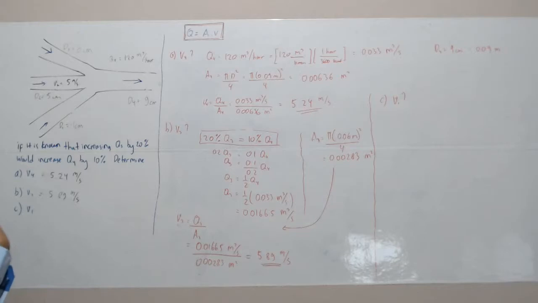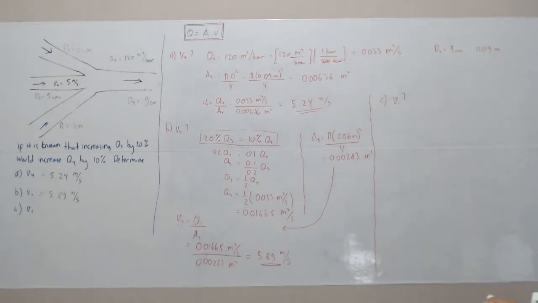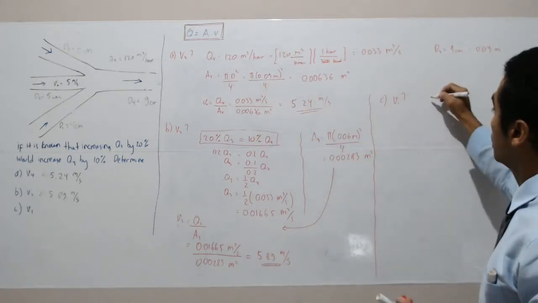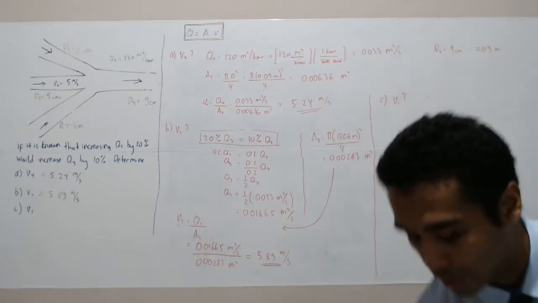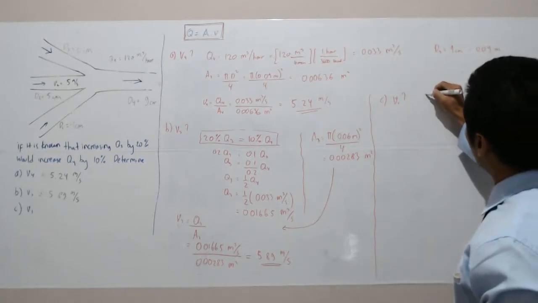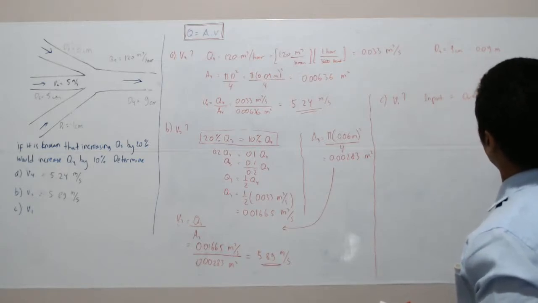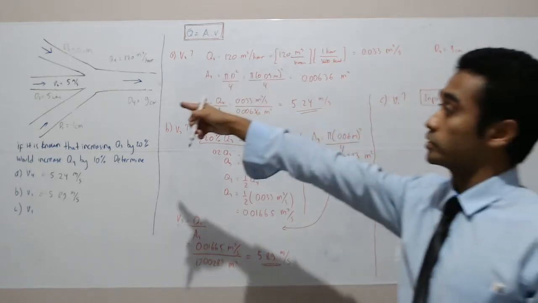So we have to analyze the system first. There are 3 input pipes and 1 output pipe. So if you write down the system as an equation, let's start with the beginning. The input is equal to the output, right? This is the concept of the system. The input is always equal to the output.